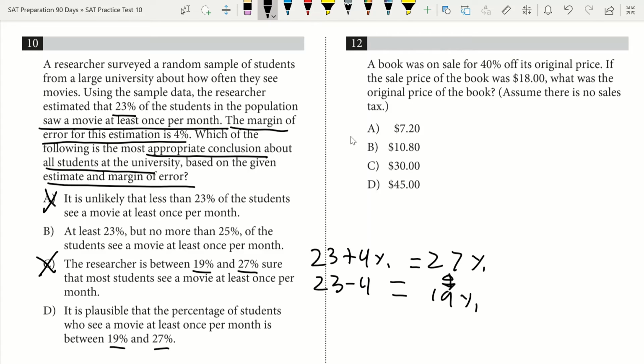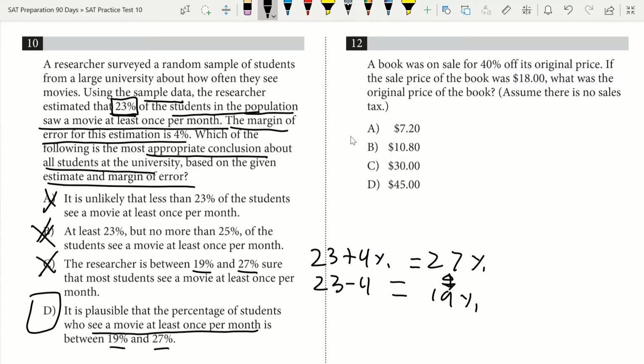No, that's incorrect, right? We have to apply that margin of error to that initial percent that we got from the sampled data. And that's talking about an estimate of the students in the population who saw a movie at least once per month. So therefore, it's plausible that the percentage of students who see a movie at least once per month is between 19% and 27%. That's the true statement here based on this data.